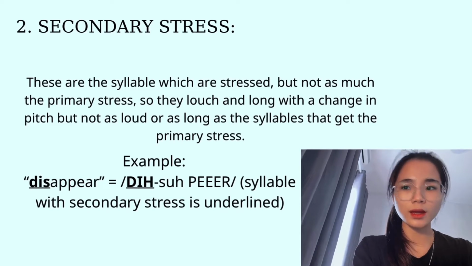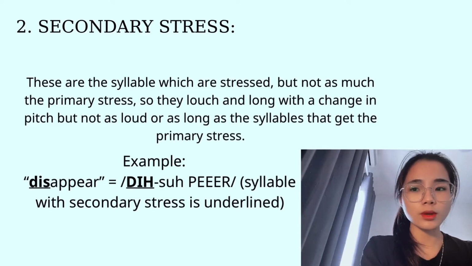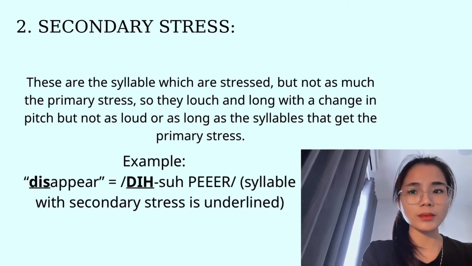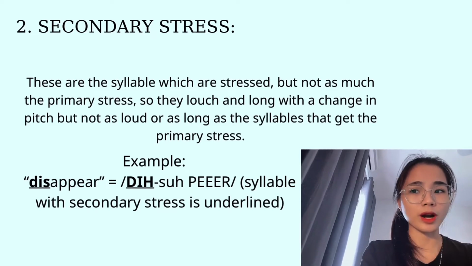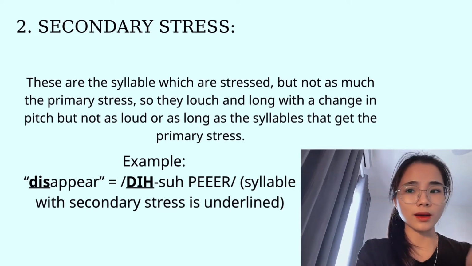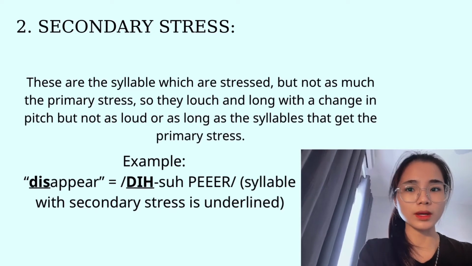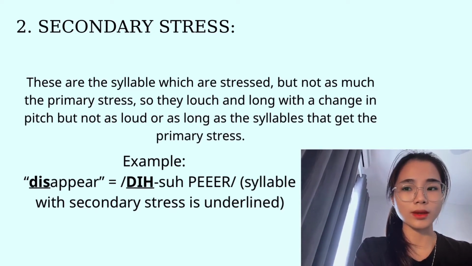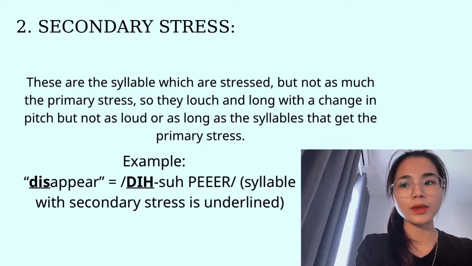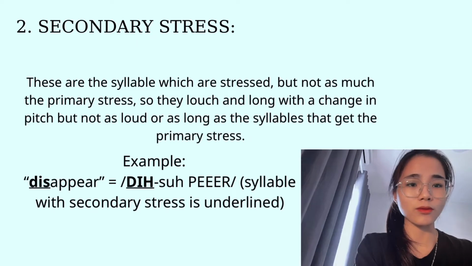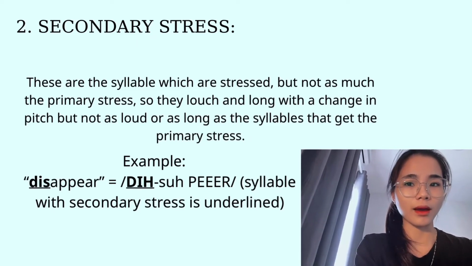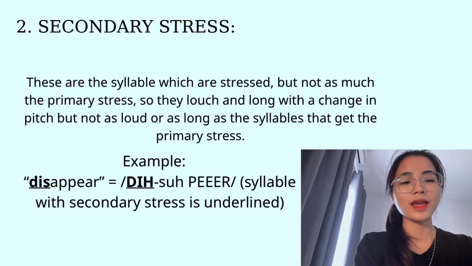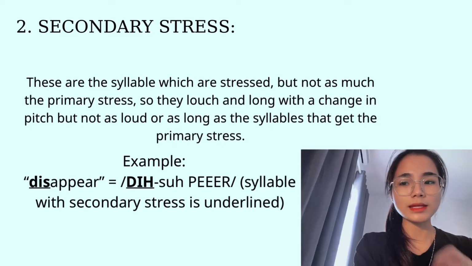Number 2. Secondary stress. This is a syllable that is stressed, but not as much as the primary stress. It is long and has a turn in pitch, but not as loud or as long as the syllable that gets primary stress. The change in pitch on the vowel is not quite as noticeable. Example: despair.